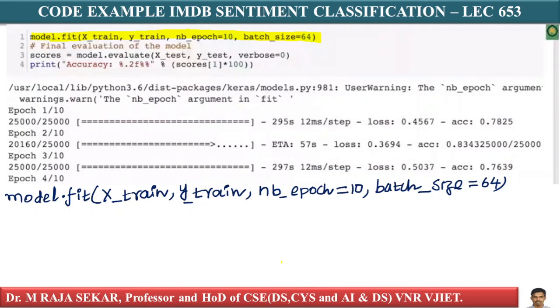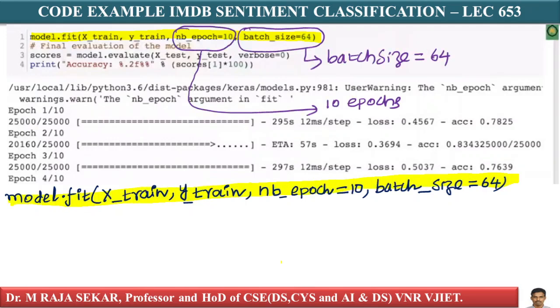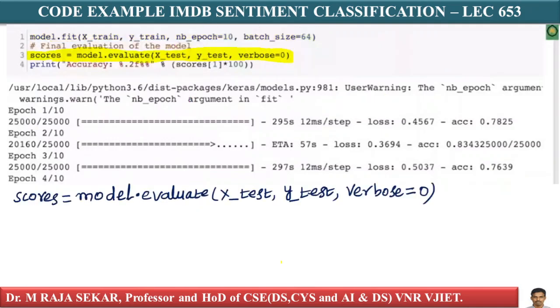Here you have the batch size. What is the batch size? You have batch size 64. We are using 10 epochs, and I am going to evaluate the model on my test data. At the end, I am going to print accuracy, isn't it?